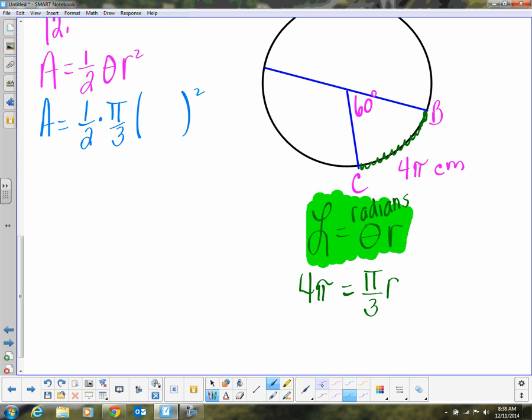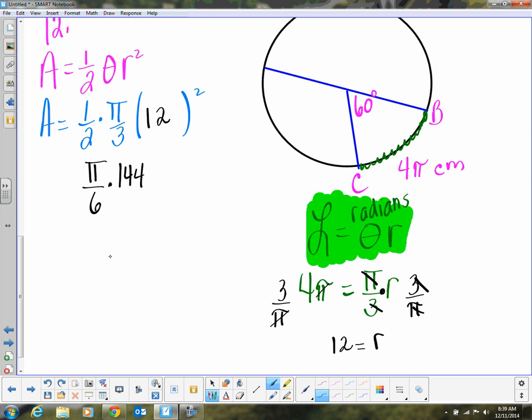So now how do we disconnect this? Multiply by the reciprocal. So that pi is going to be gone. Those 3's are going to be gone. So r is equal to, the pi's divide out, 12. Where do I put that 12 now? In the r squared. So we're going to have pi over 6 times 144. And when you're finished with this, this is going to be 24 pi.